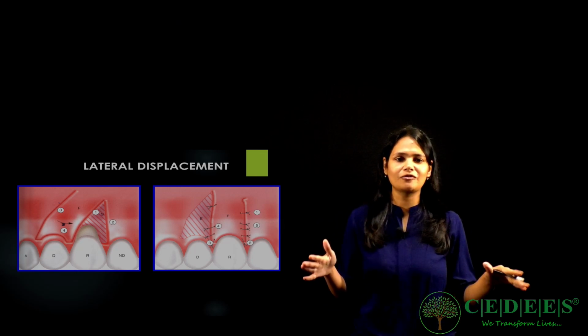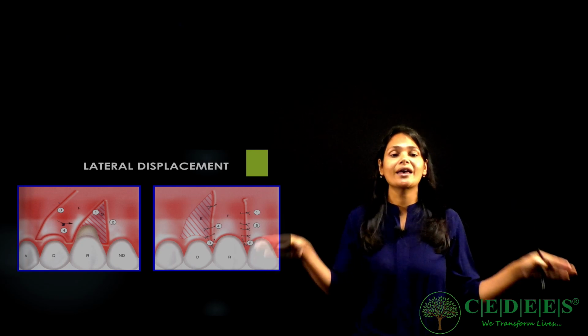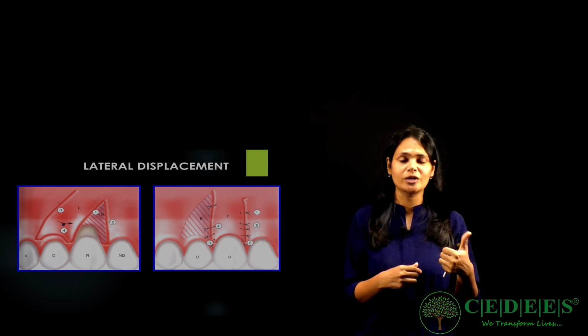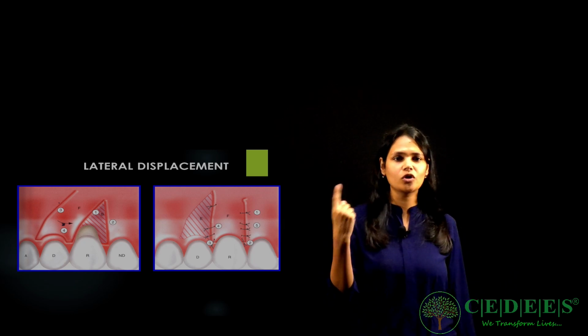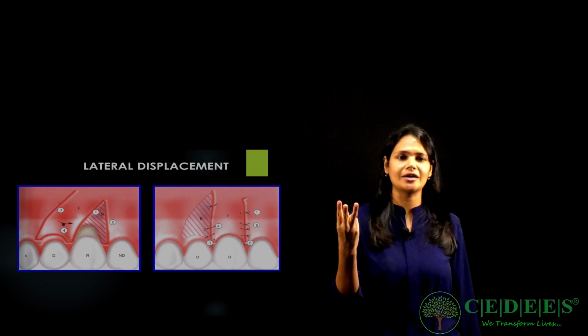When you don't displace a flap, you reflect it, put it back exactly where it was, it's called an undisplaced flap. So you can either have an undisplaced flap or a displaced flap. Now displaced can be coronally, apically or laterally.